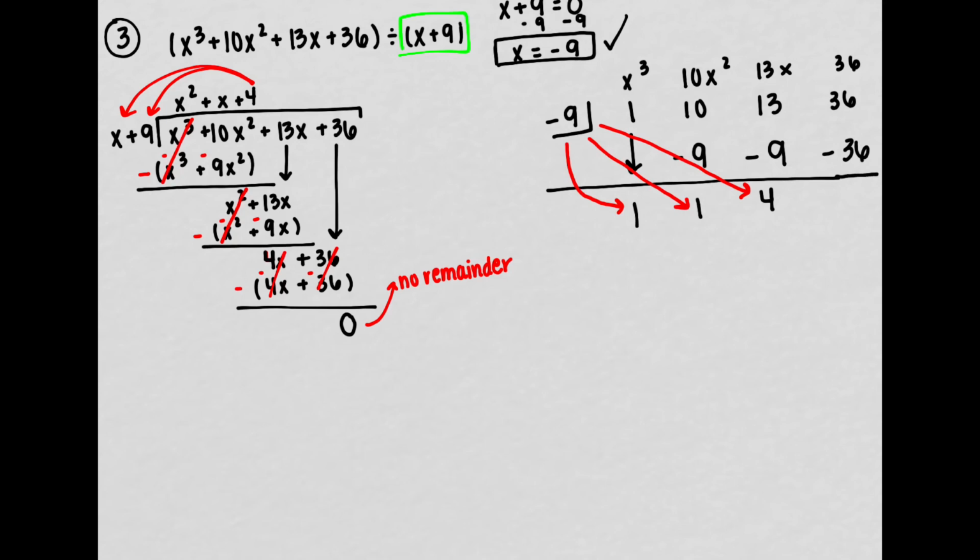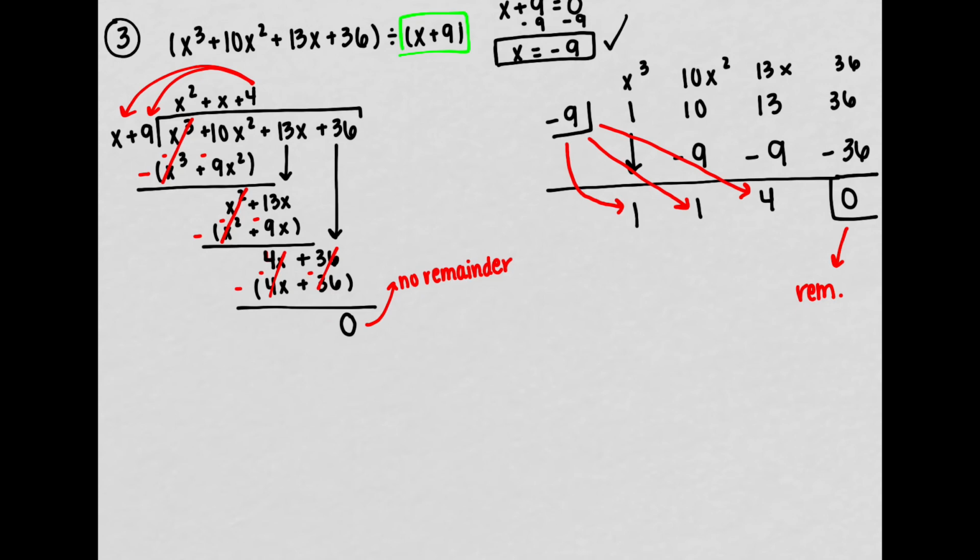And then finally, we're going to add these together, 36 plus negative 36, and that gives me 0. And I'm going to put a little box around that again. That last number that you got there is your remainder. So I know here I don't have a remainder, which is what I found out with long division as well.